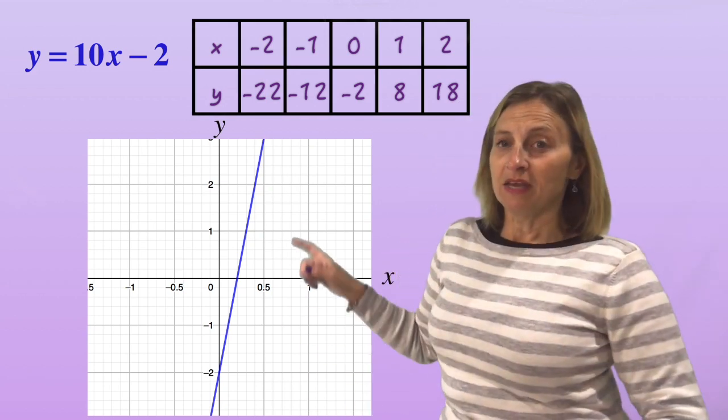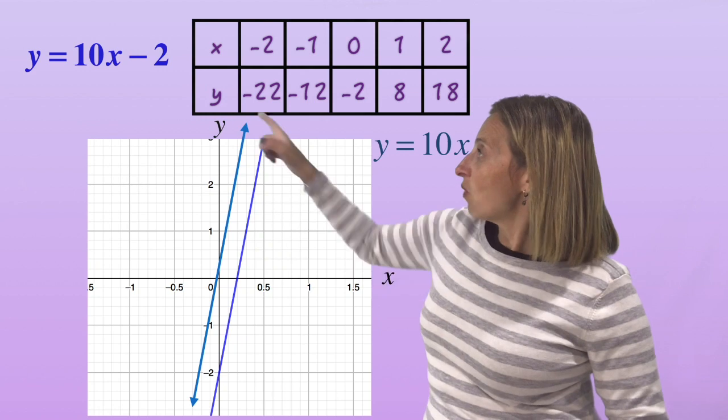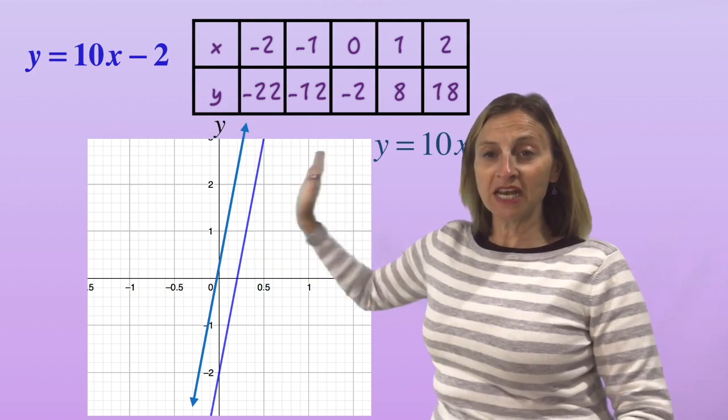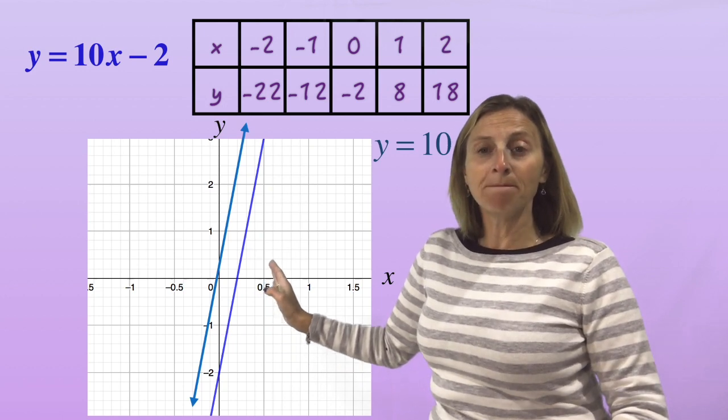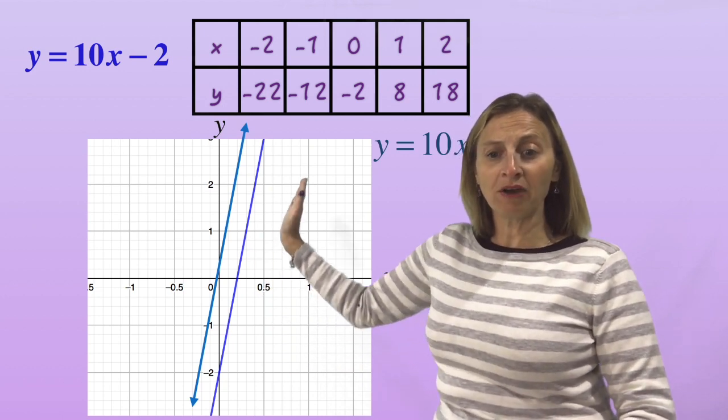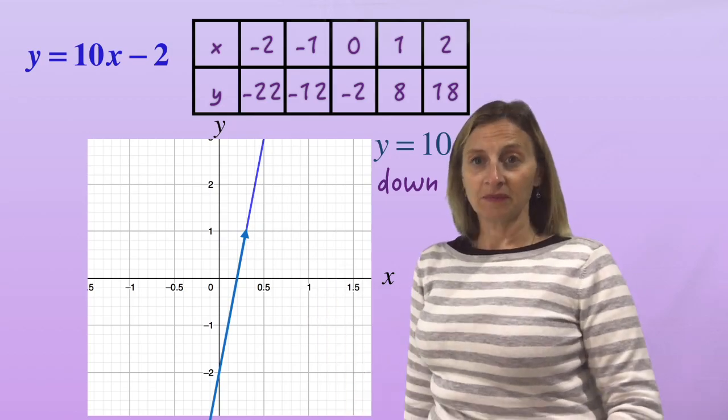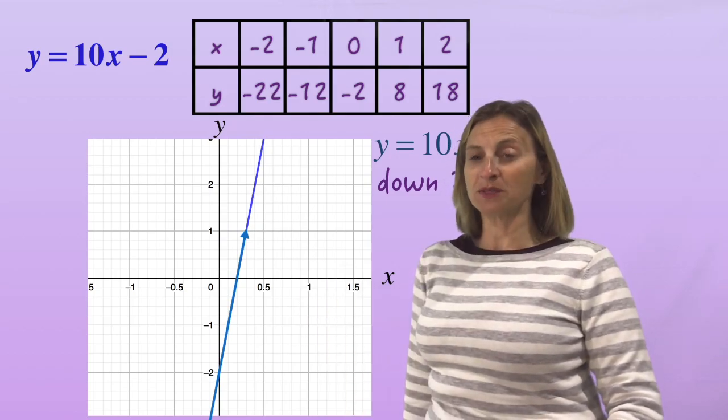So, if we actually start from y = 10x, y = 10x is a straight line, quite steep, and then we're going to minus 2. That means that the whole graph goes down 2. Is everyone starting to get that? I hope so. Let's have a look at a negative one.